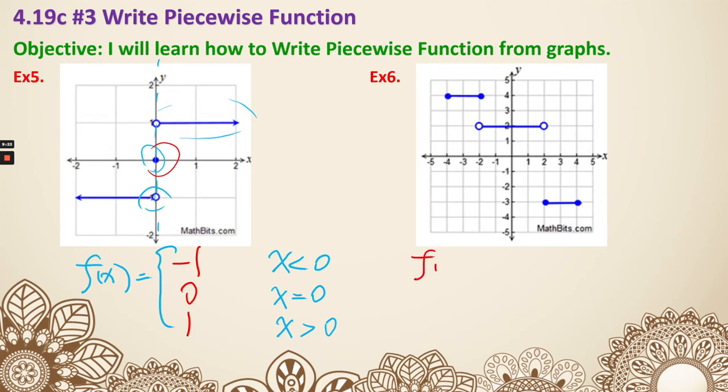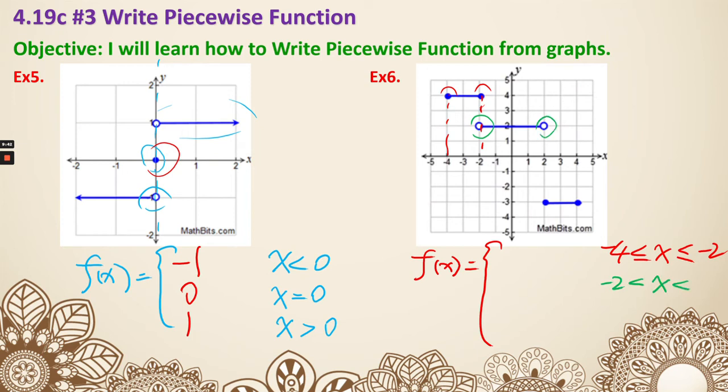Next, example 6. F of x, start with the domain. First domain starts at -4, so -4 is less than or equal to x, stops at -2. I'm using all closed circles because these are two solid dots. And next, the next one starts at -2, is less than x, stops at 2, so less than 2. They're both open circles, so I don't have an equal sign in my domain.